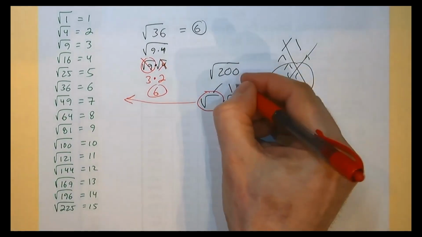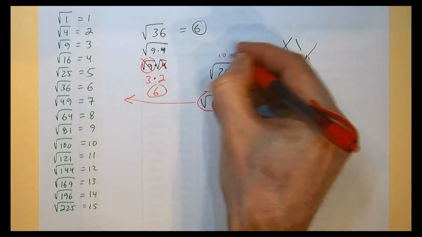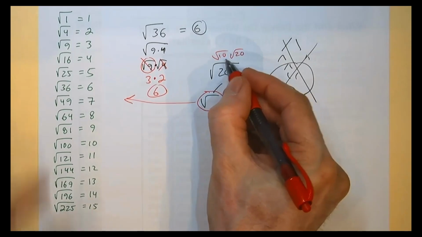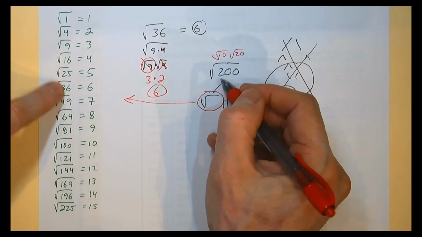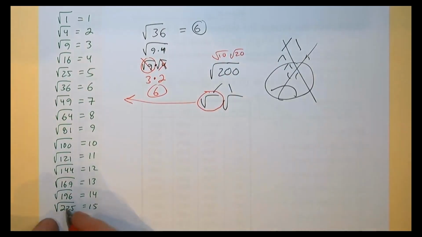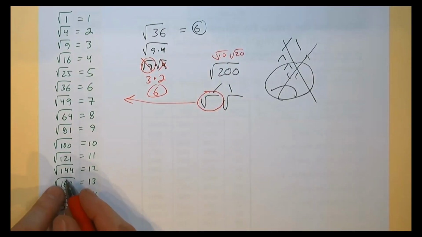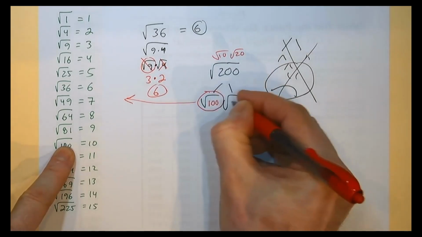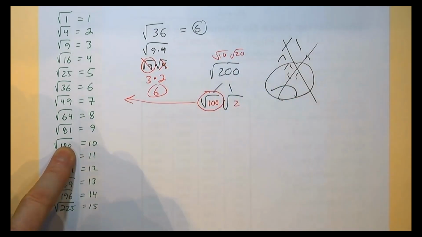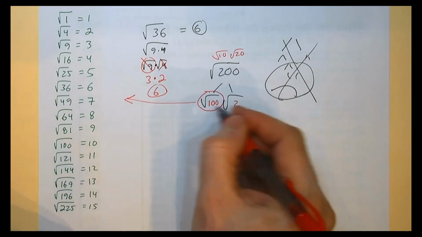You might say, well, can't I go 10 times 20? No, because you don't know the square root of 10, nor do you know the square root of 20. But what on here goes in the 200? Look for the biggest number first. 100. If you had $200, isn't that 2 $100 bills? So they're both radicals. I chose 100.